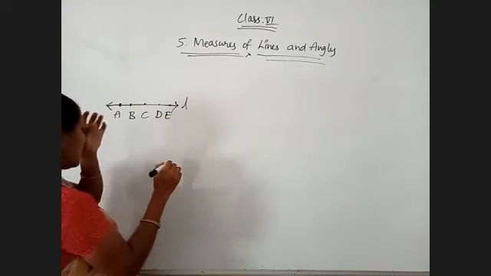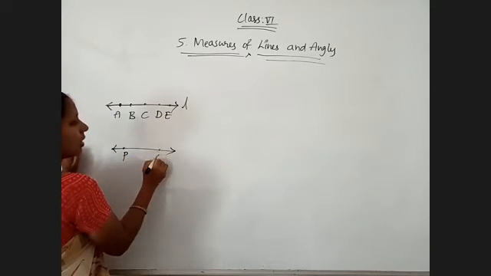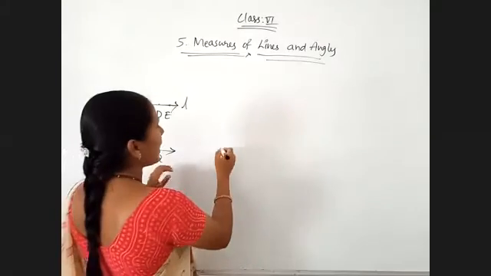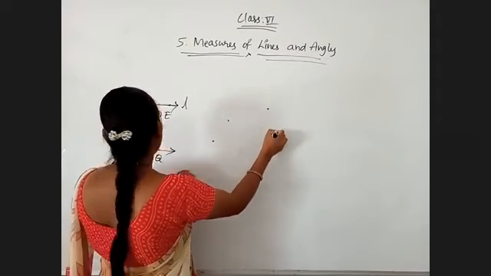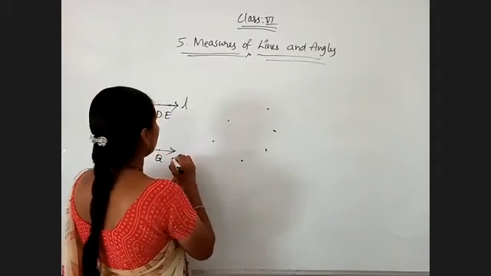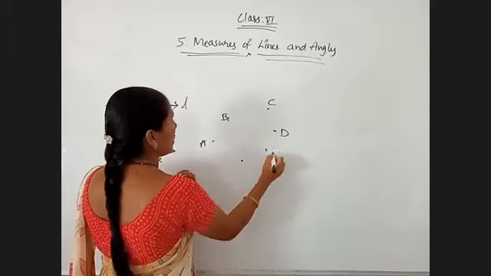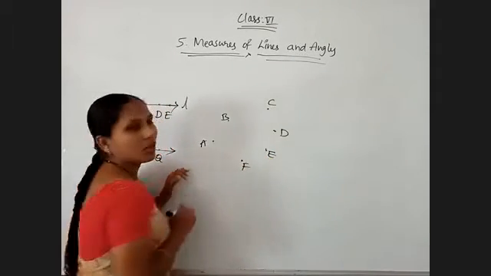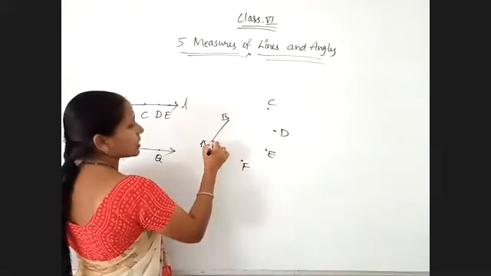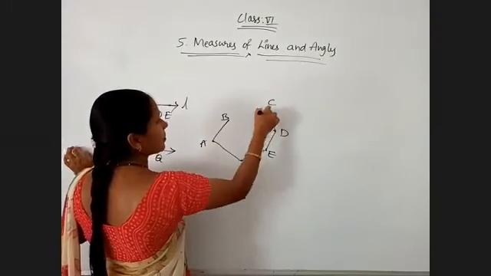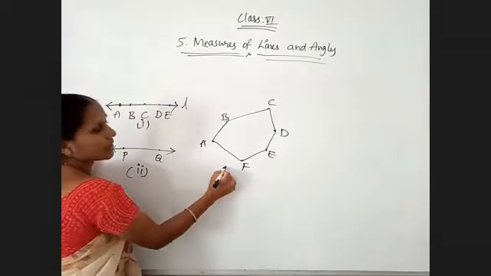Okay? And now, if I have only two points, P and Q, like this. And if I have A, B, Q, R, S like this. A, B, C, D, E, F. Okay, now coming to this picture, this is my first figure, and we have the second figure, and this is the third figure.